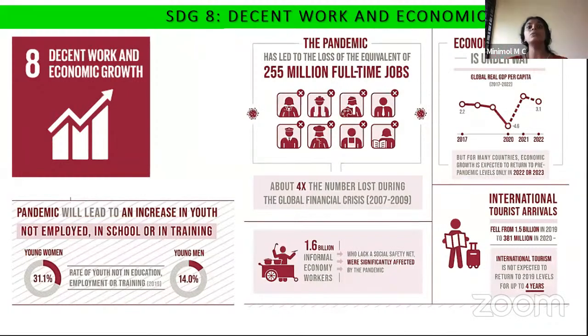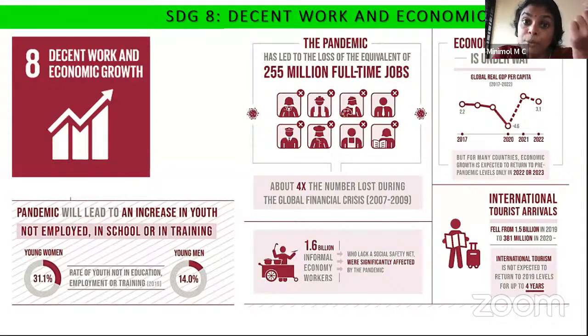SDG 8, an important goal, is decent work and economic growth. I told you, so many people faced job losses because of the COVID-19 pandemic. So the pandemic will lead to an increase in youth not in employment, education, or training. As per the statistics of 2019, the rate of youth not in education, employment, or training in the case of young women was almost 31%, and for men, it is 14%. The pandemic has led to the loss of the equivalent of 255 million full-time jobs. Really alarming.